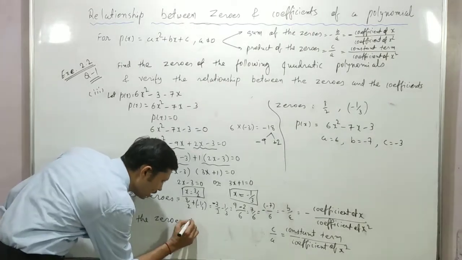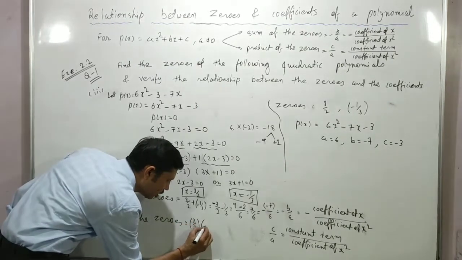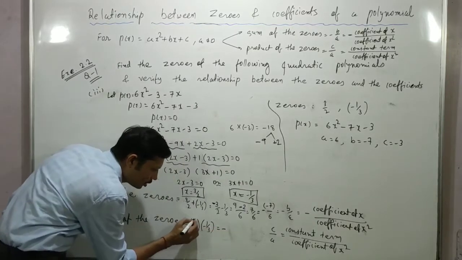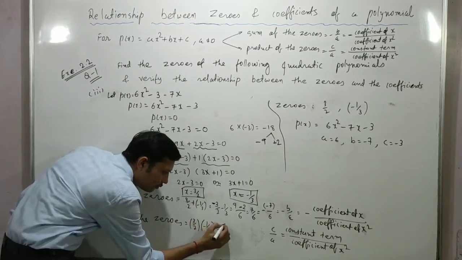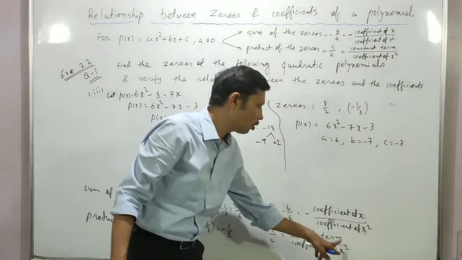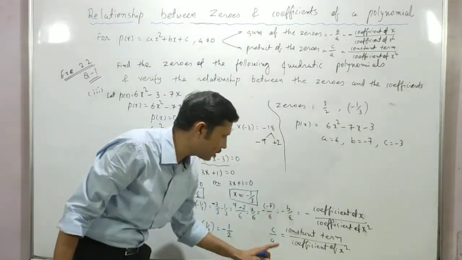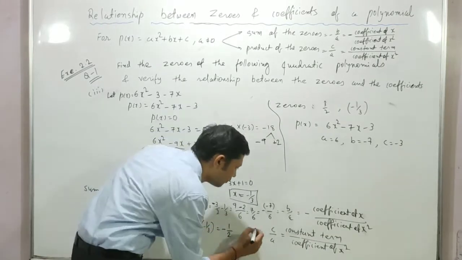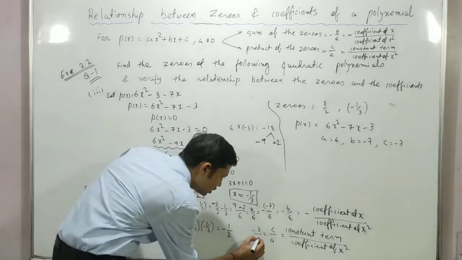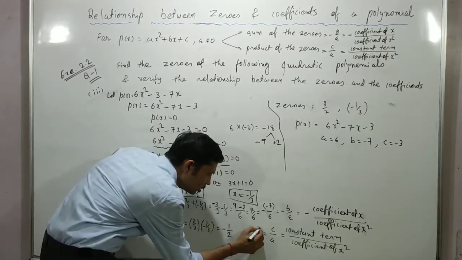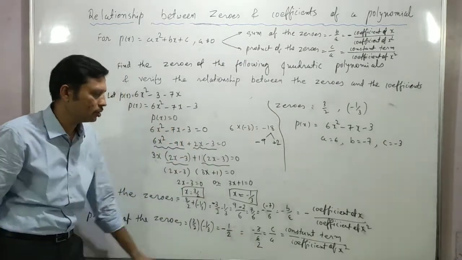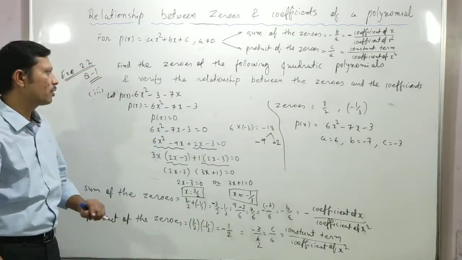Now the product of the zeros. We have 3 by 2 and the other one is minus 1 by 3. Plus minus minus, and the 3s will cancel out. What is left? Numerator 1 and denominator 2. Now take the other part. The constant term divided by the coefficient of x square, that's c by a. What is the value of c? Minus 3. What is the value of a? 6. Now you can see here 3 2s are 6. So our answer is minus 1 by 2. Okay, so this way we can verify.